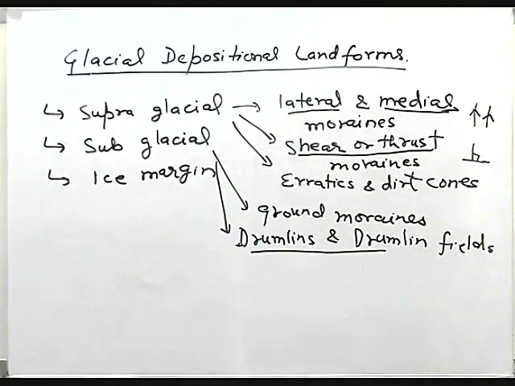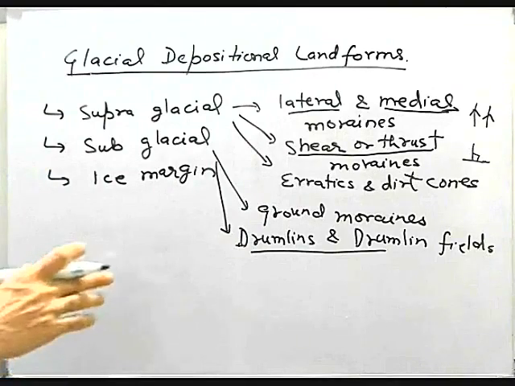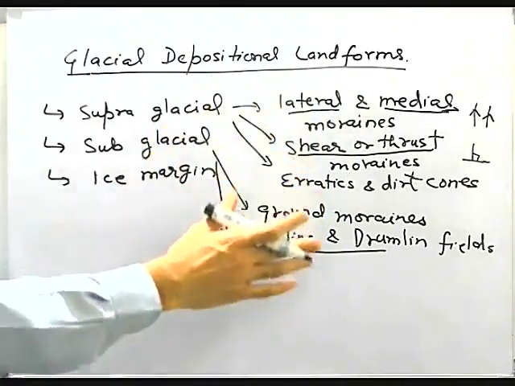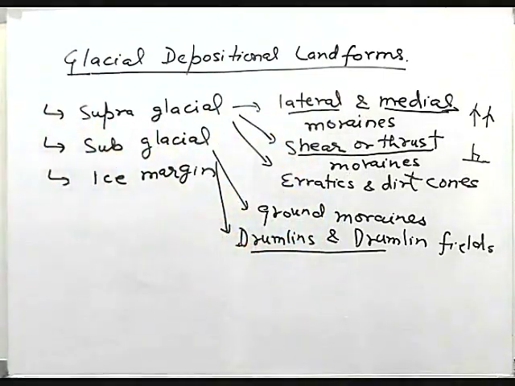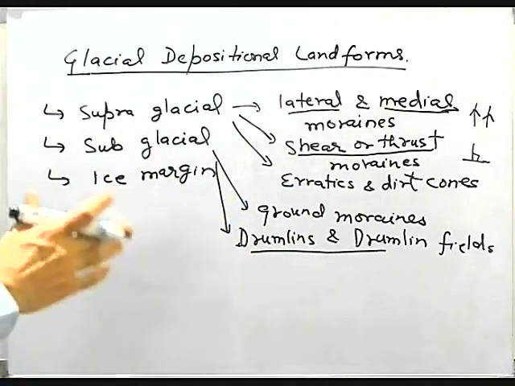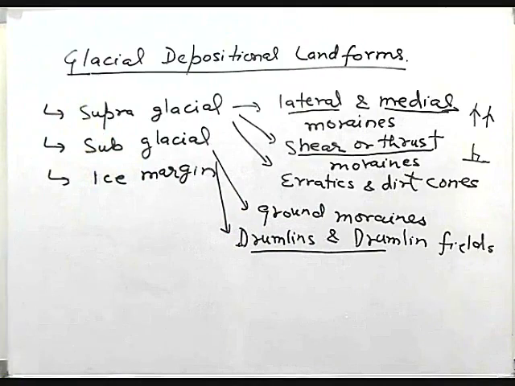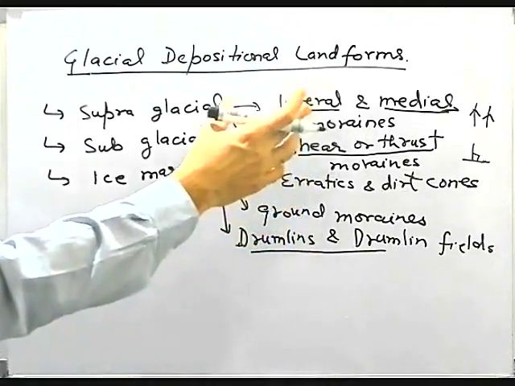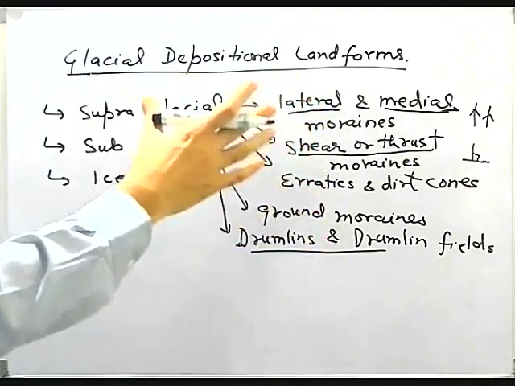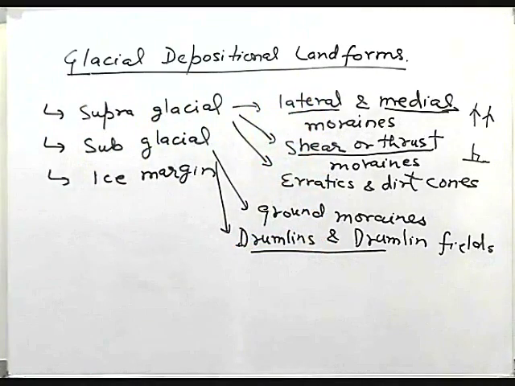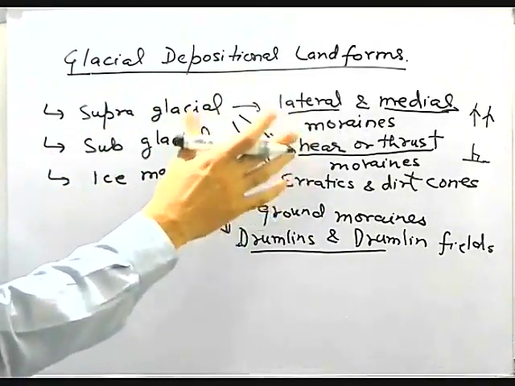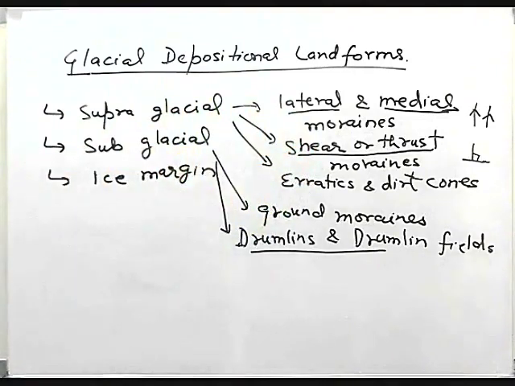under which they form. Let me remind you once again that all these landforms, whether it is drumlin, ground moraine, or shear or thrust or lateral medial moraine, whatever it is, these landforms are visible once ice has vanished, the ice has gone. Because during the time when the glacial ice is existing, and the glaciers are present in a landscape, at that time these drumlins and drumlin fields and ground moraines and thrust moraines and lateral and medial moraines, they will all be present under the ice or within the ice. So their appearance will not be similar to what they will appear after the deglaciation.